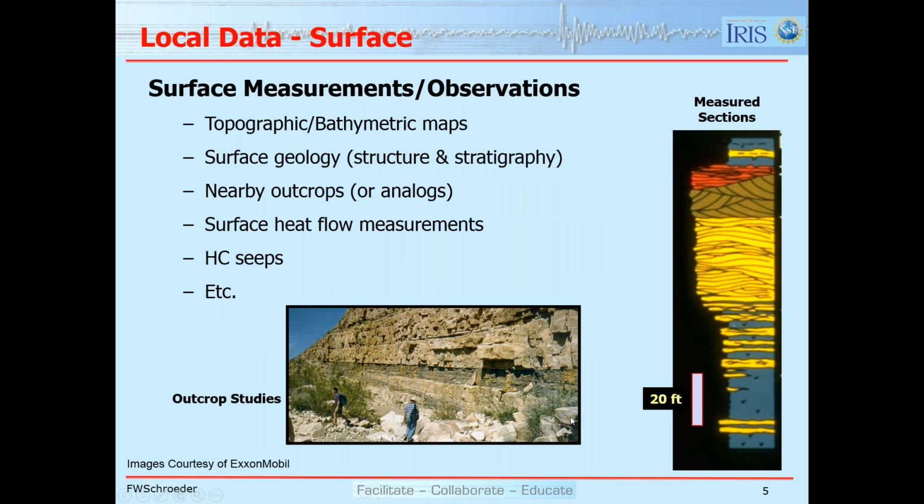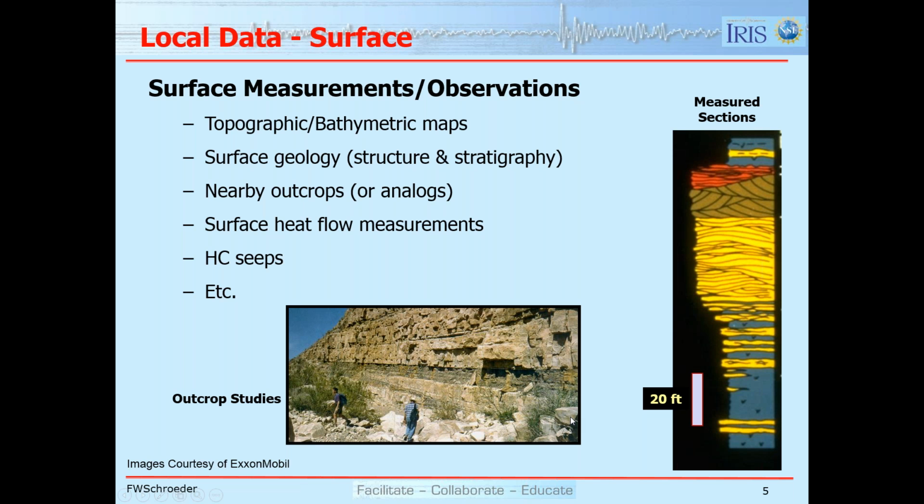For local data, we have a surface type of data that would be topographic or bathymetric maps. We would have maps about the surface geology, and that would show us elements of the structure of the area and the stratigraphy of the area. We might be in a basin that on the fringes of that basin outcrop, and so we could study the outcrops and try to gain knowledge about the different sedimentary formations that we're interested in the center of the basin where we might have a reservoir or source.